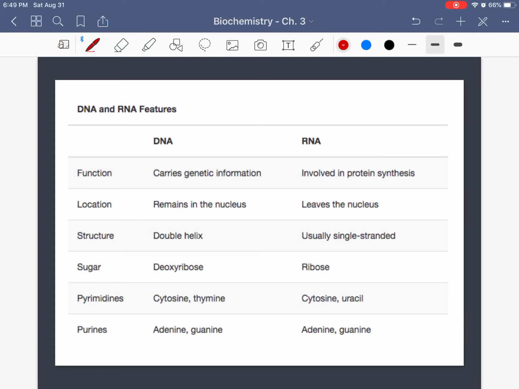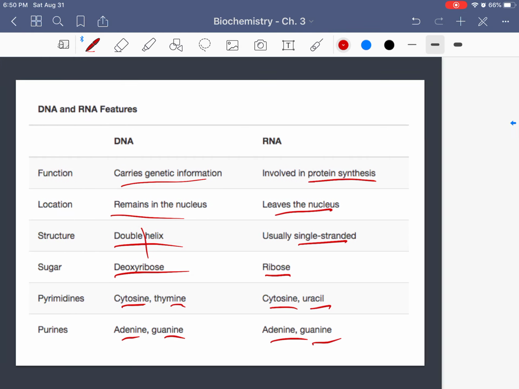So, DNA carries genetic information. It always stays in the nucleus. It is double-sided and twisted. It has the 5-carbon sugar deoxyribose, and it is made of cytosine, thymine, adenine, and guanine. RNA is important for making proteins. It does leave the nucleus. It goes to the cytoplasm, goes to the ribosomes. It's typically single-stranded. It has a 5-carbon sugar of ribose. It's made of cytosine, uracil, adenine, and guanine.